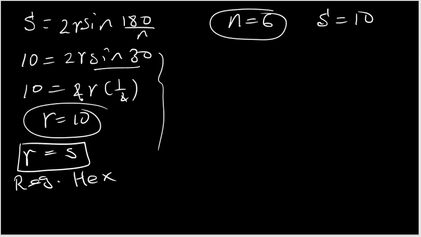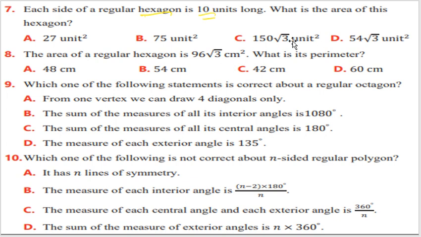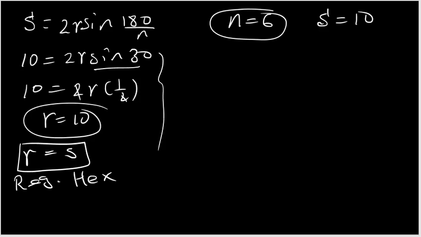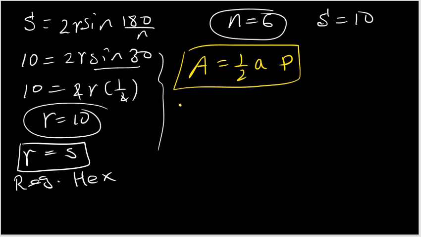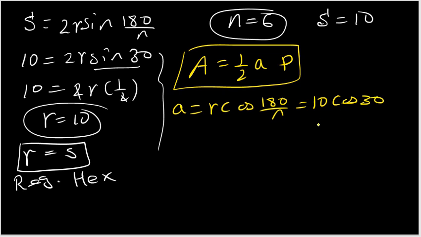Therefore, what's asked? We are asked what's the area. To find the area, we need to state first of all, area is equal to half times apothem times perimeter. Okay, so what's the apothem? r cos 180 over n, which is 10 cosine of 180 over 6, which is 30. Cosine 30 is radical 3 over 2, so 10 radical 3 over 2, divided by 2, which is 5 radical 3. Keep it.